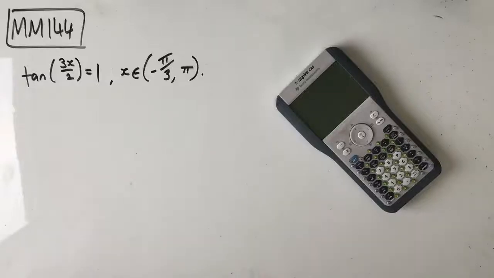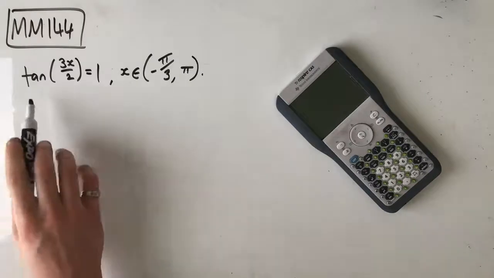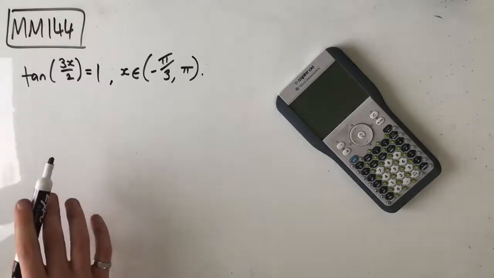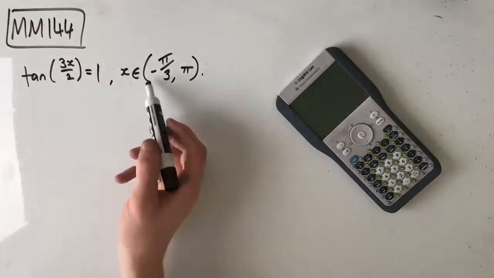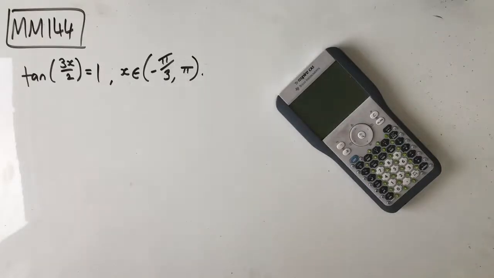Hey guys, this is question MM144 of the Maths Methods Fortify study guide. We've got this equation: tan(3x/2) = 1. We need to solve this equation for x, where x is between -π/3 and π.